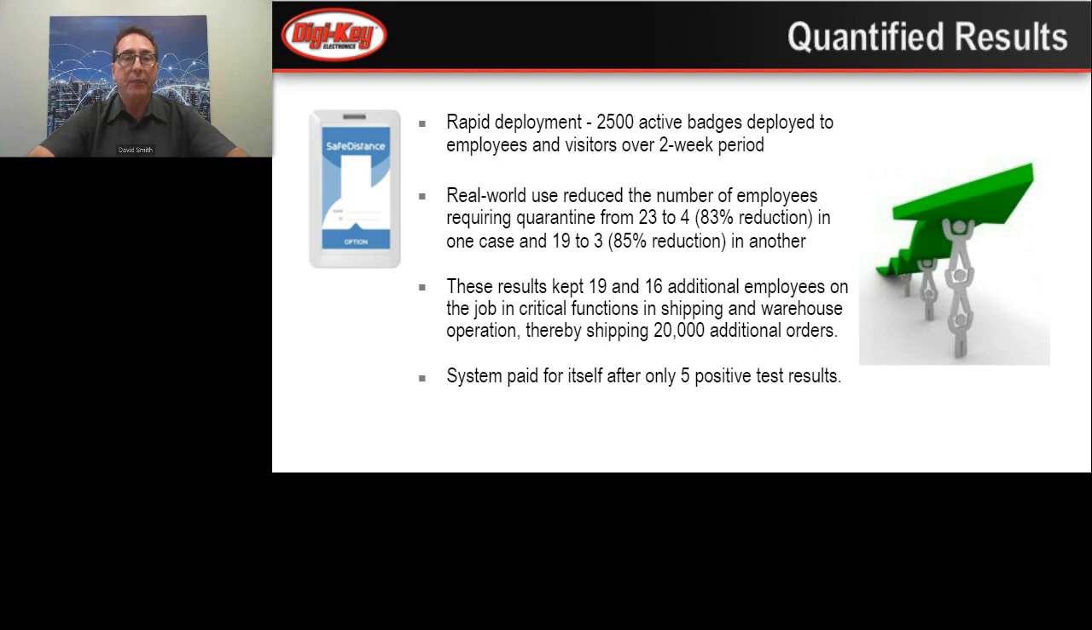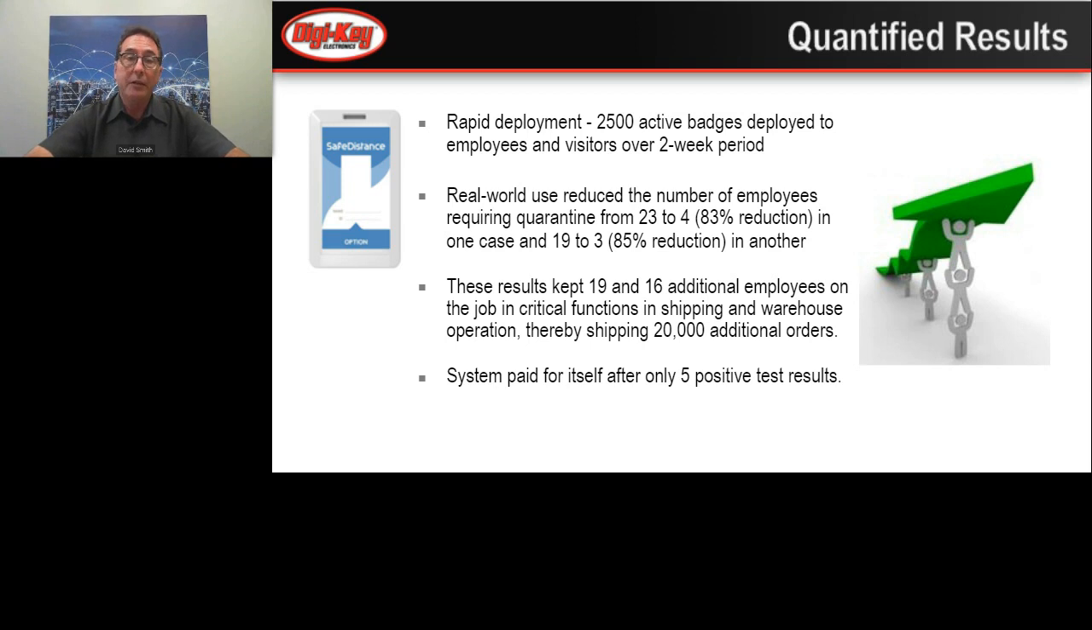And we picked a couple of incidences here to show you the kind of results that an individual COVID positive test would cause. In one case, there was a department that had 23 people in it, and using the contact tracing report, they only needed to quarantine 4 employees out of the 23. Previously, they would have had to quarantine the entire department. That's an 83% reduction in the number of employees sent home from work, and yet keeping everyone still safe and healthy.